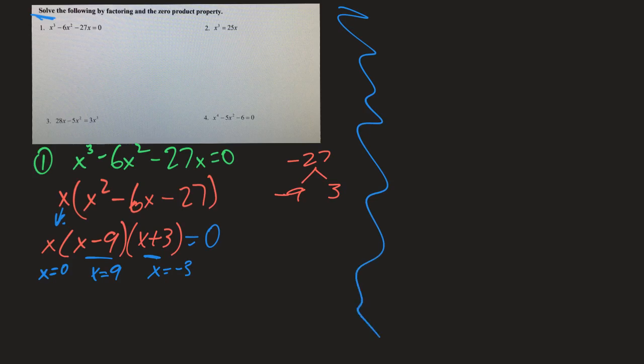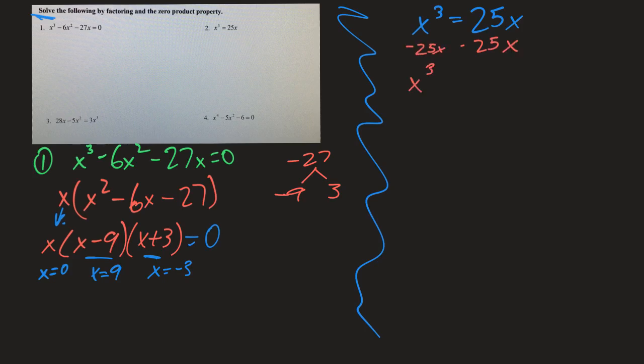Let's take a look at number 2. Number 2 is another one that shouldn't be too bad. We've got x cubed equals 25x. And the first thing you should notice is, guys, not everything is on one side. We don't have it all equal to 0. So the first thing we should do is let's subtract that 25x to the other side.